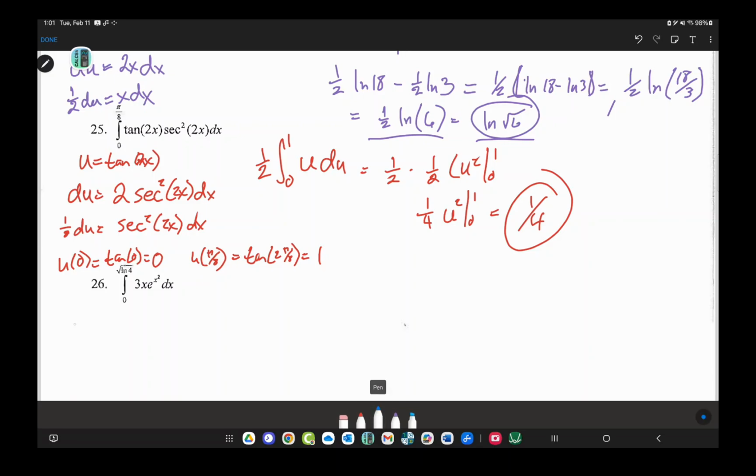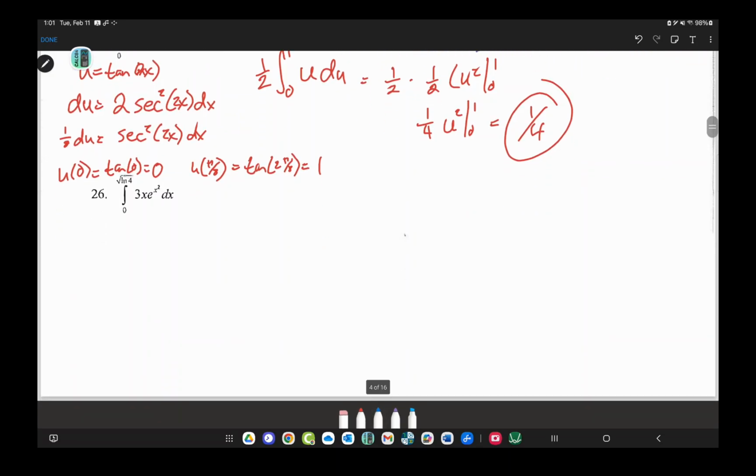All right. So number 26. u is equal to e to the x squared. What is... No, no, no. Why would that not work? What's the derivative of e to the x squared? 2x e to the x squared. We don't have another e to the x squared there.